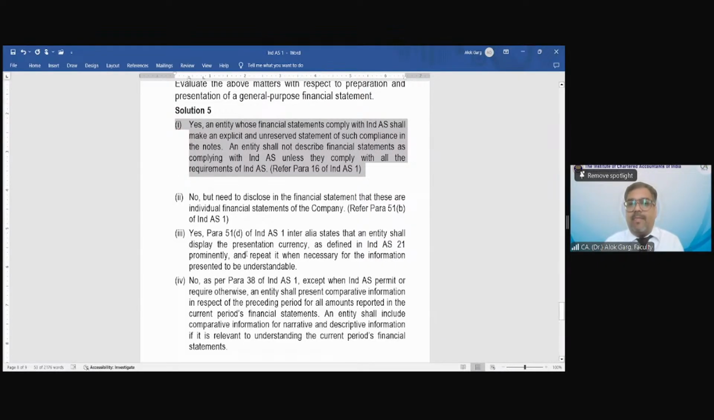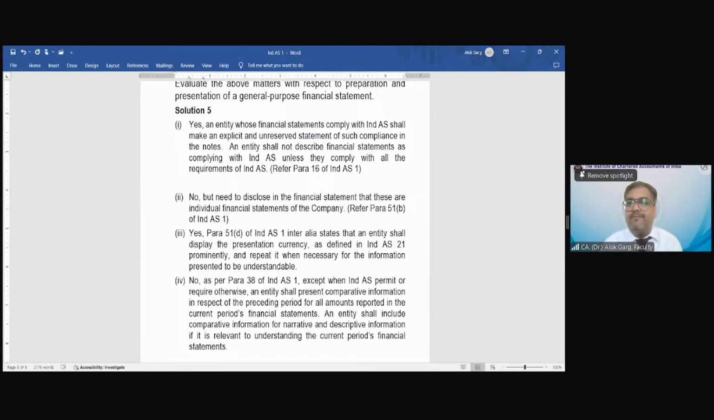Second, whether it is a standalone financial statement or a consolidated financial statement. For consolidated, it is required to be written that it is consolidated. In this case, since the company does not have subsidiary, joint venture, and associate, the word standalone is not required to be prefixed in every statement. Rather, in the notes to accounts, it is required to be disclosed that these are the individual financial statements. These are the standalone financial statements. Question number 3.